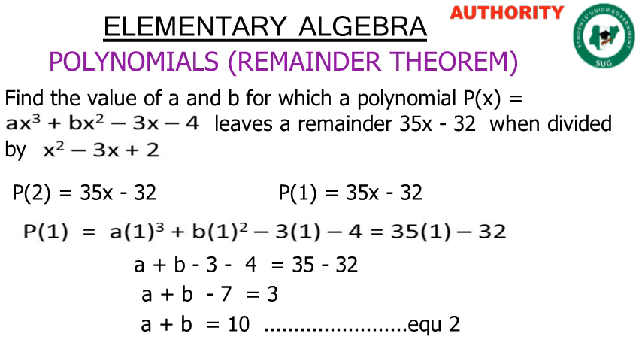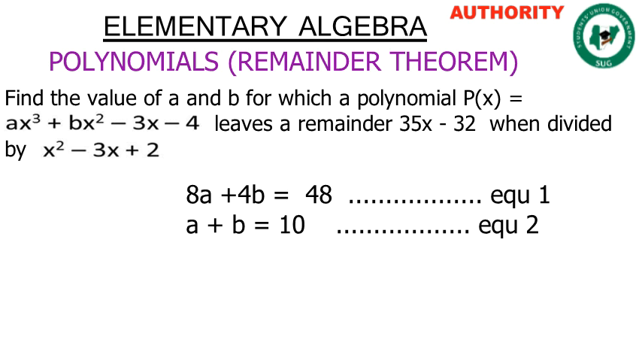Now let's take 7 to the other side. We have plus 7. So we'll be having a plus b is equal to 3 plus 7 will give us 10. So we have arrived at another equation that says a plus b is equal to 10. Let's call this equation 2. Now we are having 8a plus 4b is equal to 48, our first equation, and then a plus b is equal to 10, our second equation.